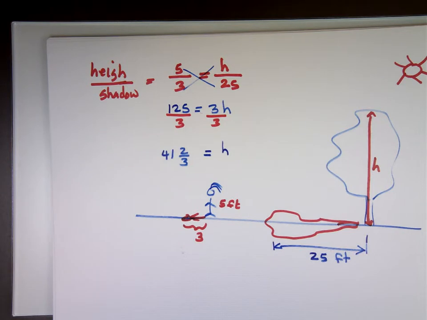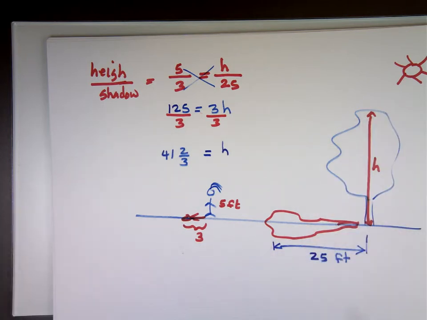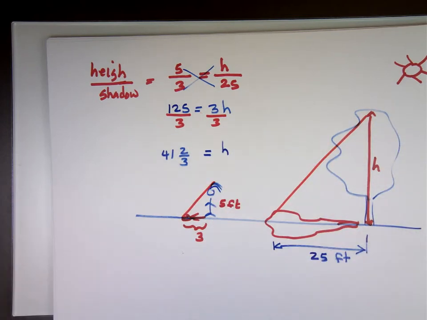But that's one example of proportion. We call these similar triangles. You can make a triangle out of that. But I don't know why we just deal with similar triangles, because you can deal with any shape. The height to the shadow.